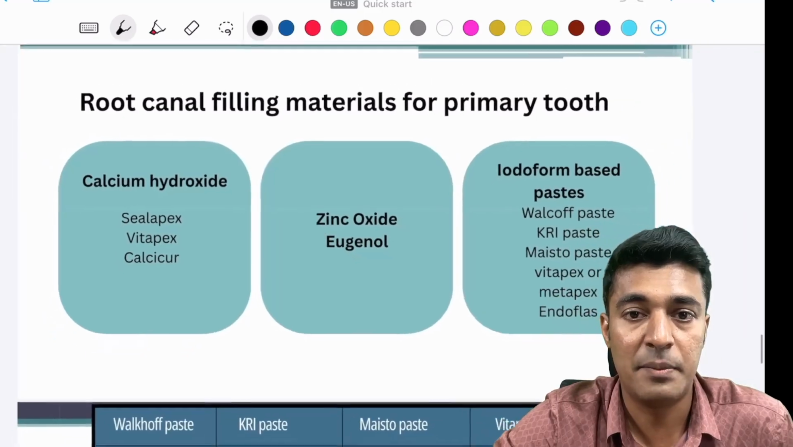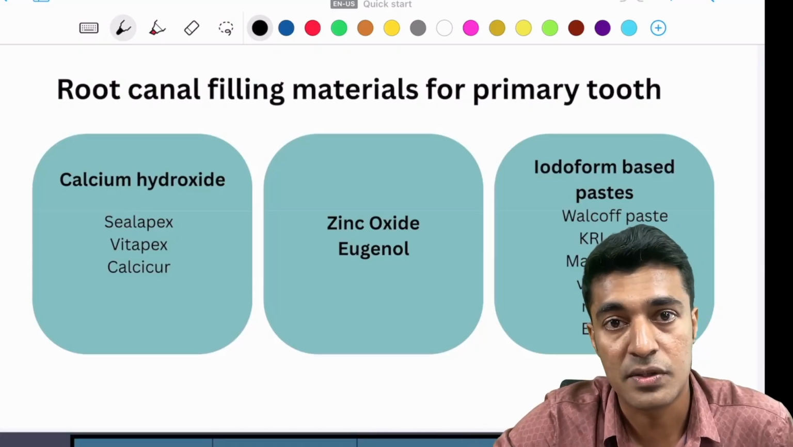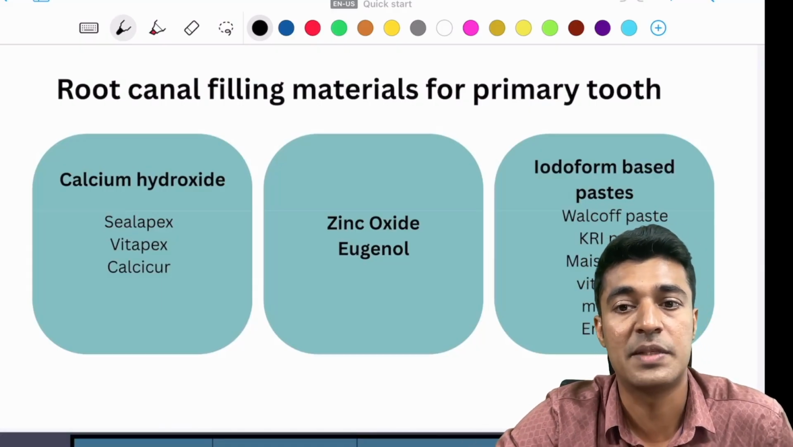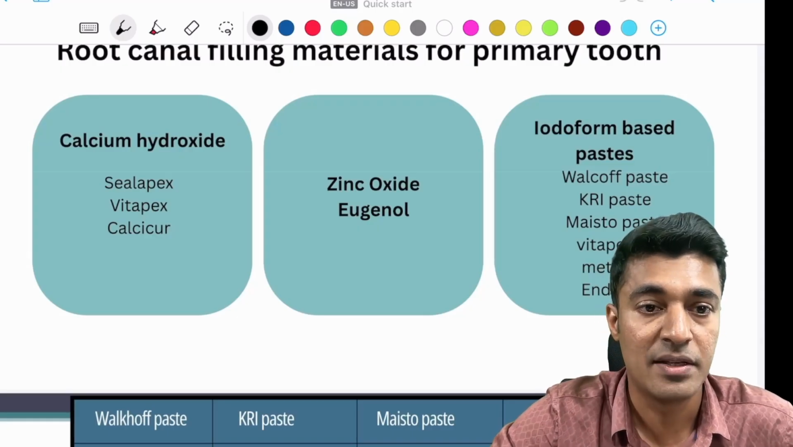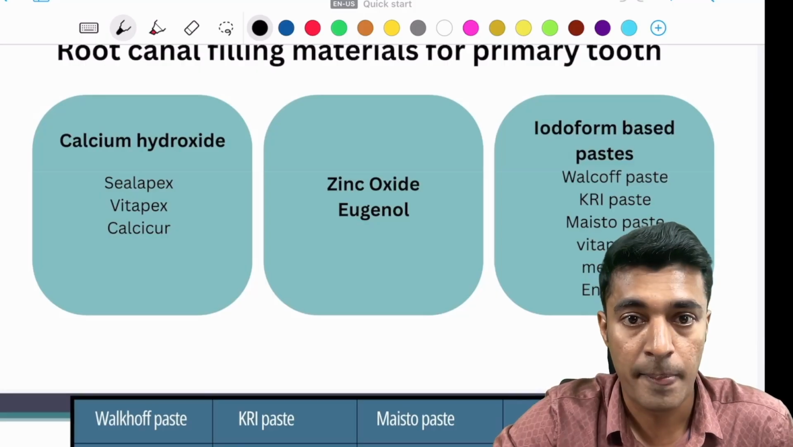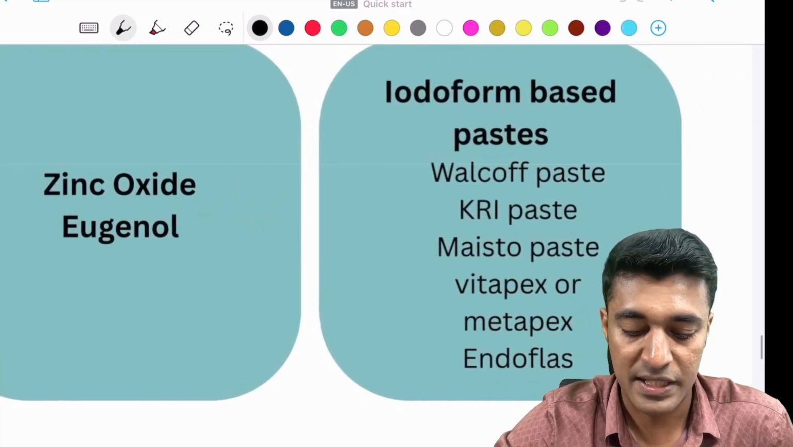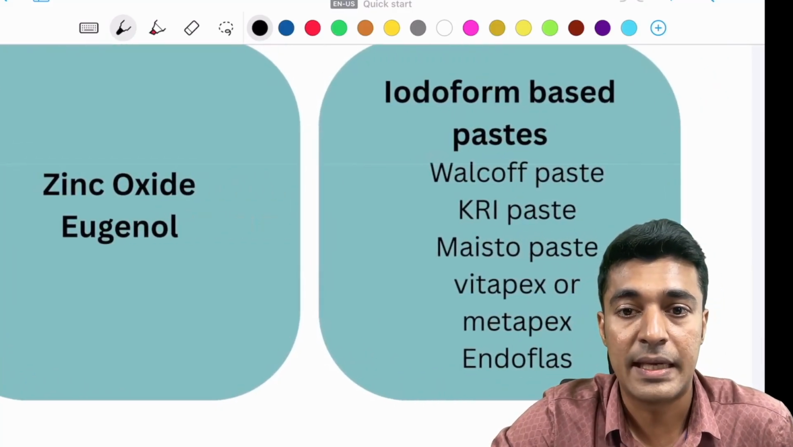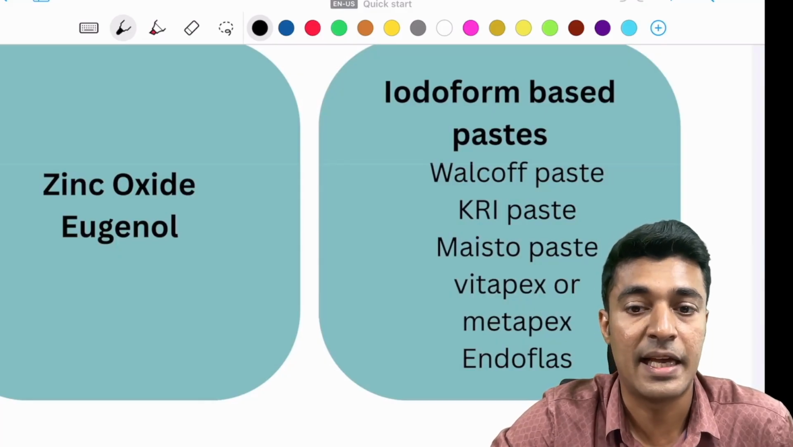So the root canal filling materials for primary tooth include calcium hydroxide based filling materials, zinc oxide eugenol based materials, and iodoform based paste. The calcium hydroxide based materials include Celopex, Vitapex, and Calcicar. The zinc oxide eugenol is there. Then iodoform based paste, which includes Walkhoff paste, KRI paste, Maisto paste, Vitapex, Metapex, and Endoflas.